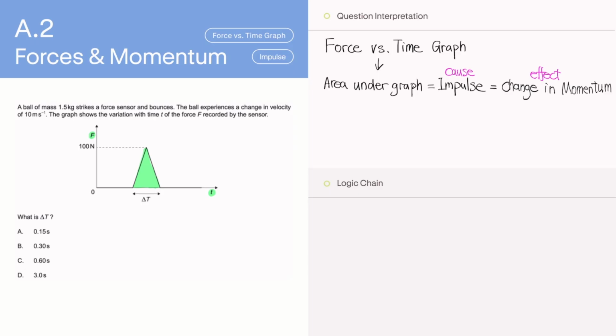If this part feels tricky, it's totally normal. Pause and replay as needed. Now let's move on to the equations.